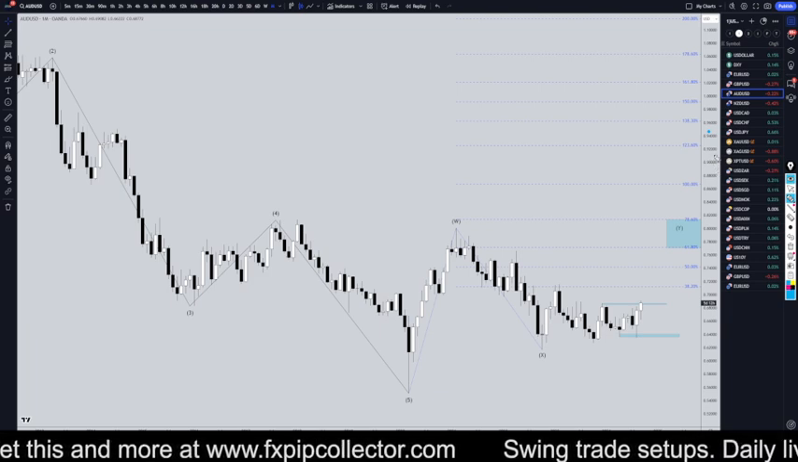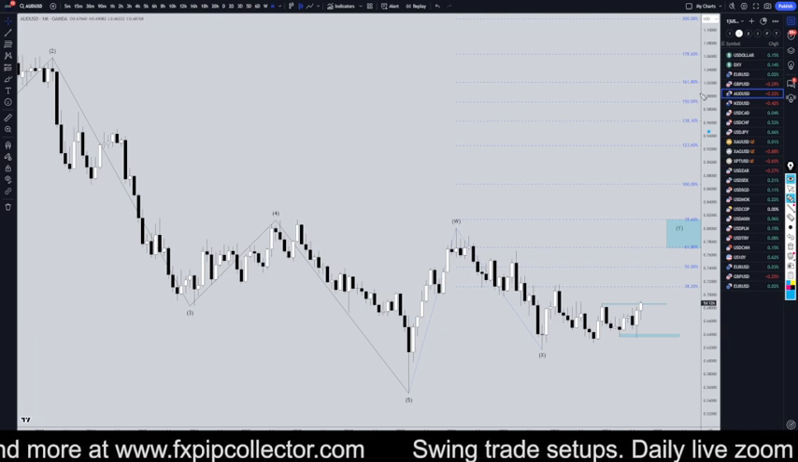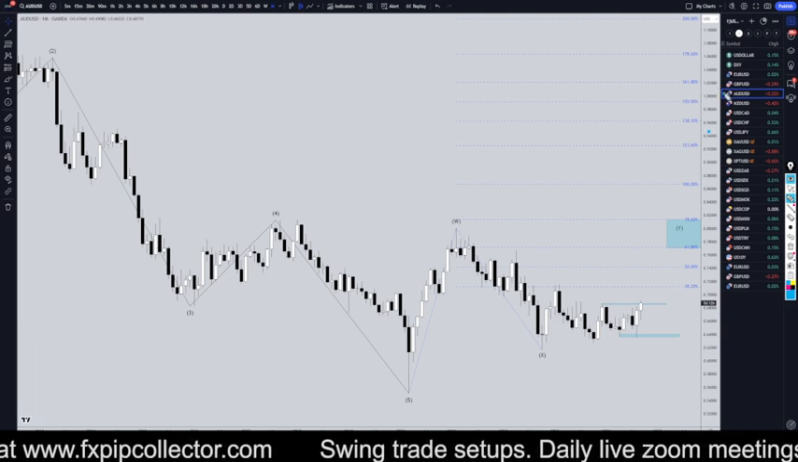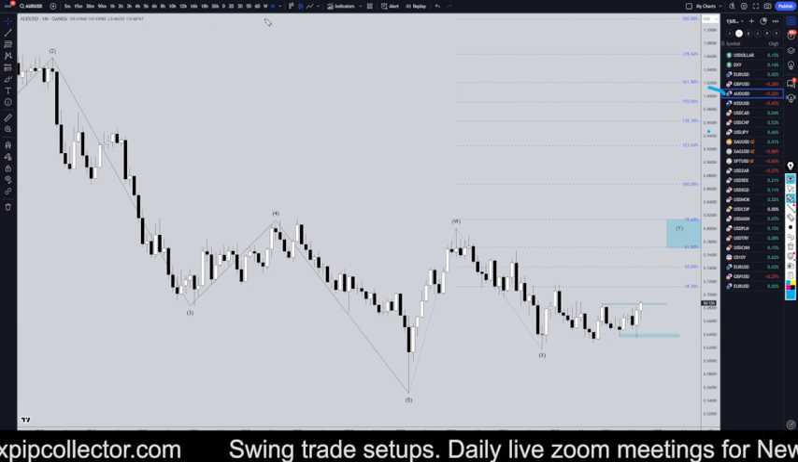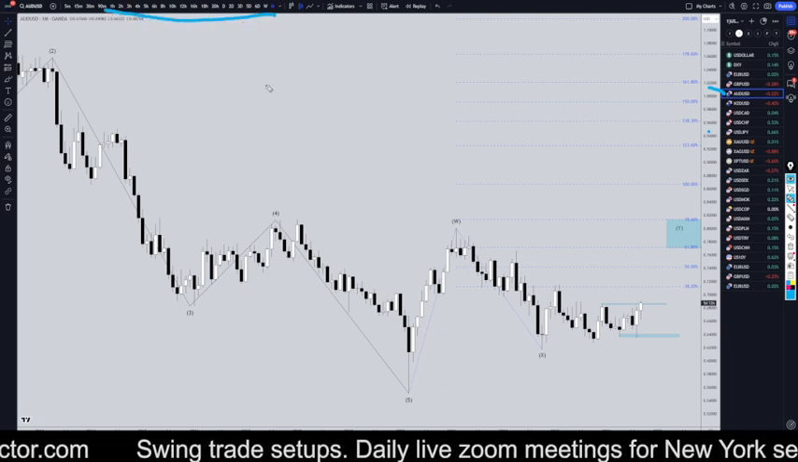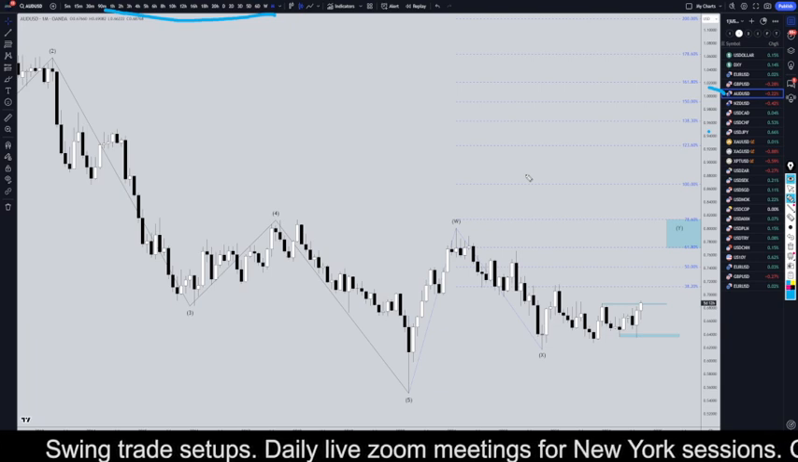Today is Wednesday, September 25th, and I'm going to be analyzing the Aussie US dollar, starting on the monthly and working my way all the way down to the 1 hour time frame for the full top-down analysis.